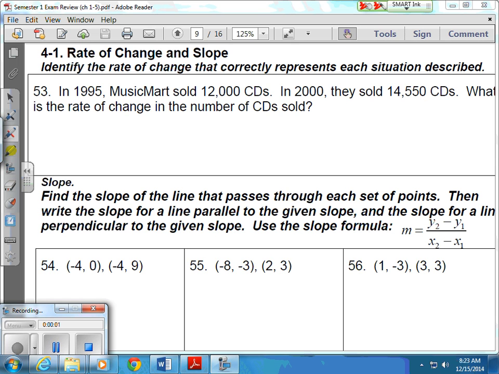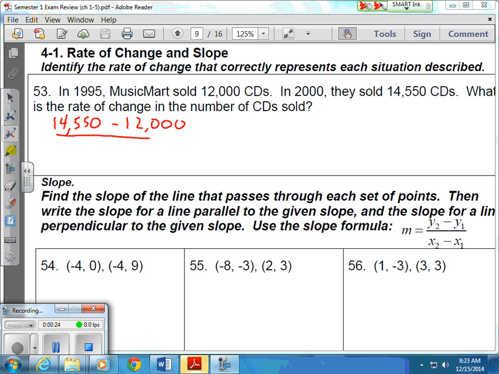We are trying to find the rate of change. So this formula is the same as it was on 52. You take your new amount minus your old amount and then divide it by the old amount. So our new amount is 14,550. It used to be 12,000.